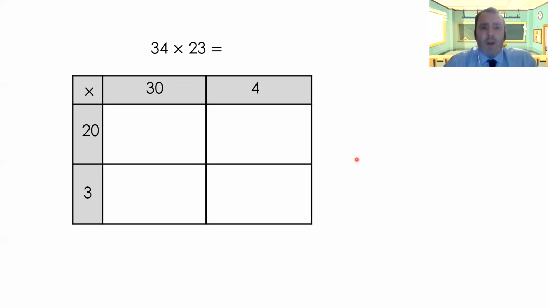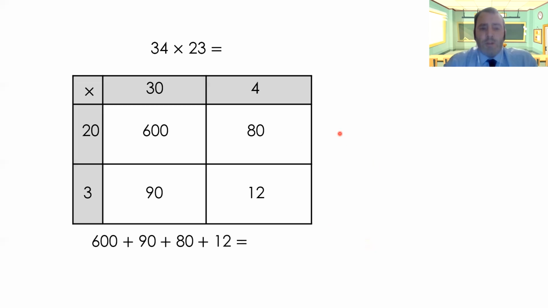Just to go back over it, make sure we're all clear on how we do this. We've got 30 times 20 to make 600, 20 times 4 to make 80, 30 times 3 to make 90, 3 times 4 to make 12. Okay, we add those all together. That gives us our total of 782.